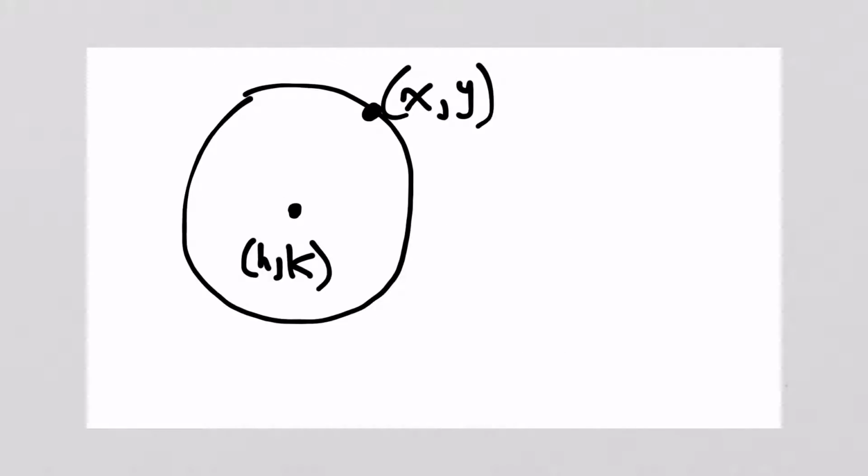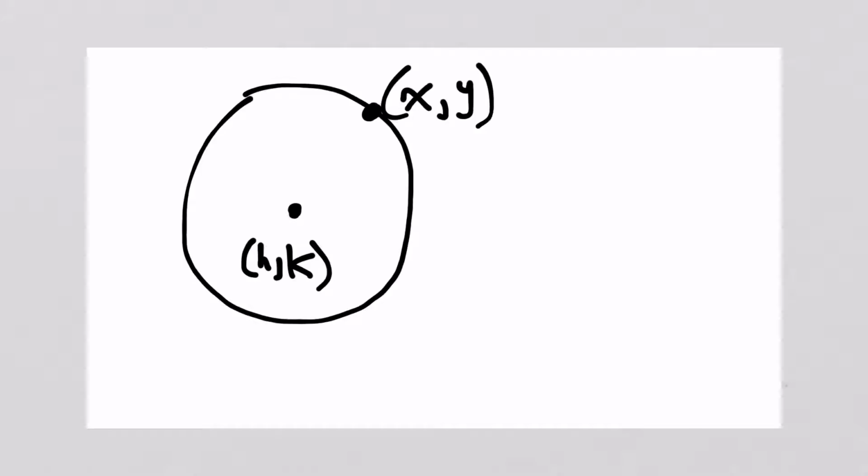We are calling the center of the circle h comma k, and then notice I have labeled some random point on the circle x comma y. Now, the definition of a circle is the set of all points x comma y that are a fixed distance away from some other point, in this case the center, h comma k. Now, we call that fixed distance that all the points are away from the center the radius, r.